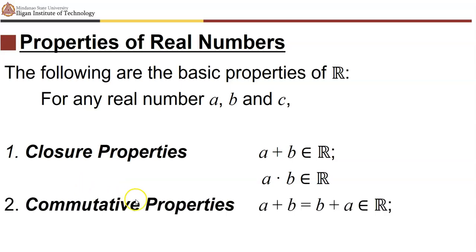For the commutative property, it means that when you have a real number a and you add it with another real number b, if you add a and b first, it will be the same as adding b first plus a. Similarly, for multiplication, we have what we call the commutative property for multiplication. That means if we multiply a with b, it is the same as b times a.